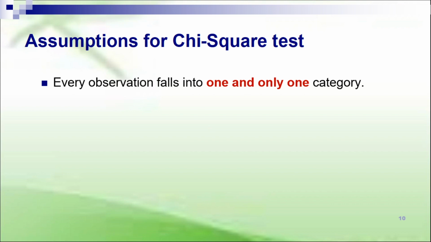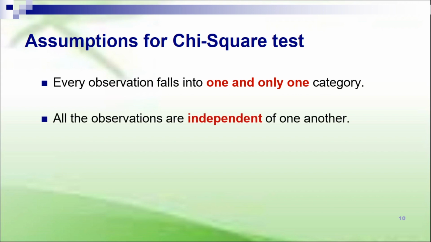Later we will discuss a few examples, then you can clearly understand the cell numbers. Every observation falls into one and only one category, a particular category of the first variable and a particular category of the second variable. All the observations are independent of one another.